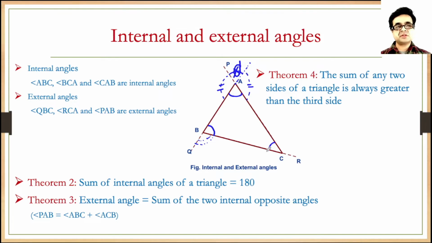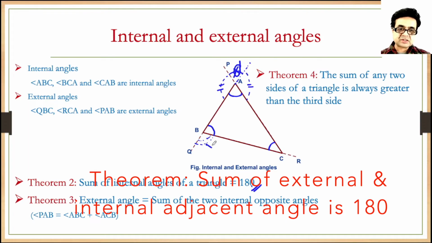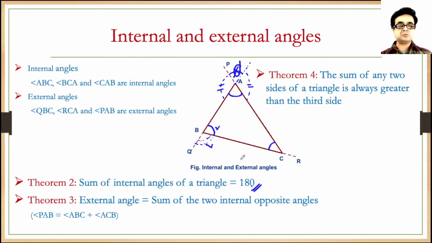So let's start with some of the theorems. The first one you already know, that angle A plus angle B plus angle C, the sum of the angles in the triangle, is equal to 180. What you also know is the sum of the angles on a line is 180. So this external angle and this internal angle, which is the adjacent angle, would be 180 degrees also.